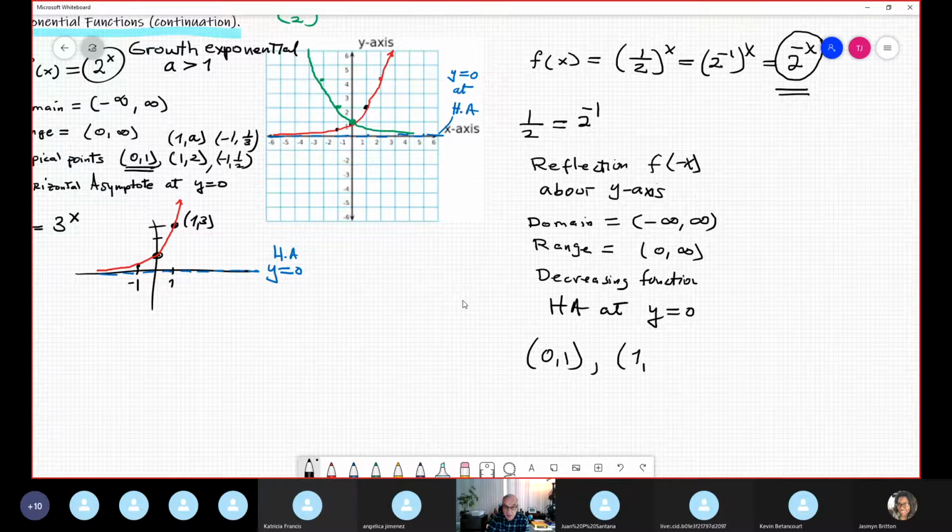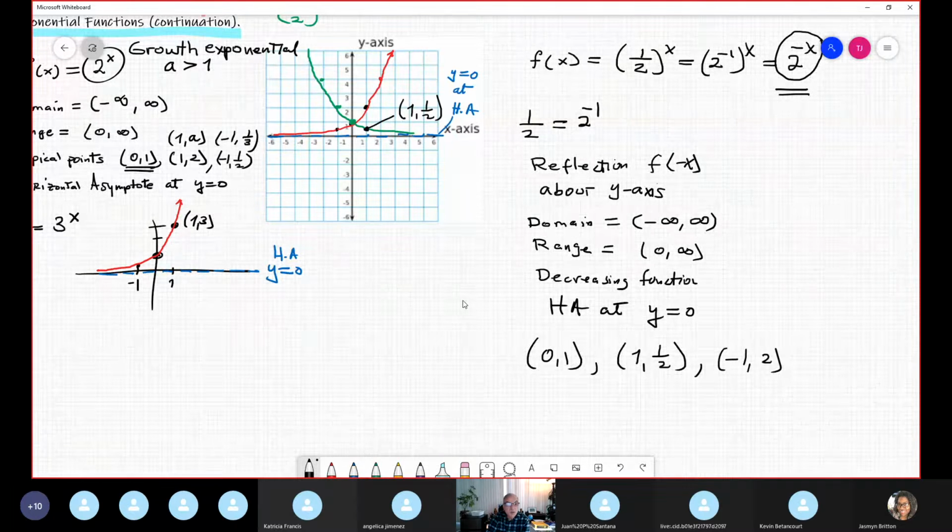(0, 1), and (1, base). But what is the base in this case? 1/2. That is the reason I plot the point (1, 1/2). Look, this point is (1, 1/2) because the base is 1/2, and -1 is the reciprocal of the base, and the reciprocal is 2. So (-1, 2) is over there. It's the image of that one.